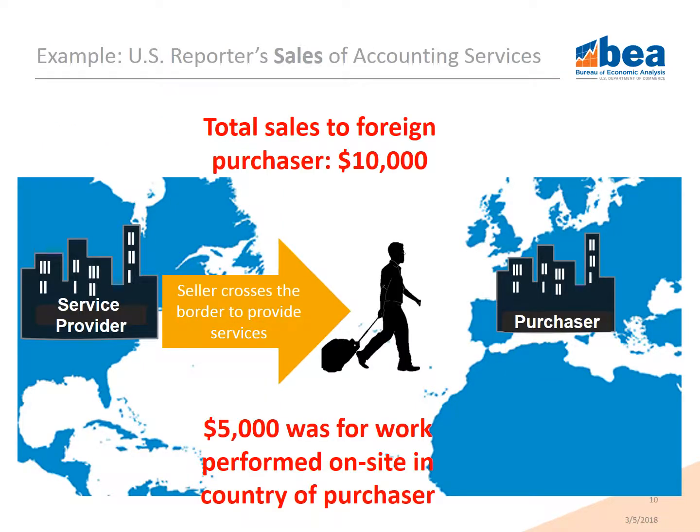In many cases, transactions between U.S. and foreign persons are performed through some combination of the three ways discussed. Let's go back and expand on the first example, where a U.S. accounting firm sent one of its employees to Berlin to perform auditing services on-site for a German client. Let's assume that the total sales related to this project were $10,000, and half of that amount, or $5,000, was for work performed on-site in Berlin.